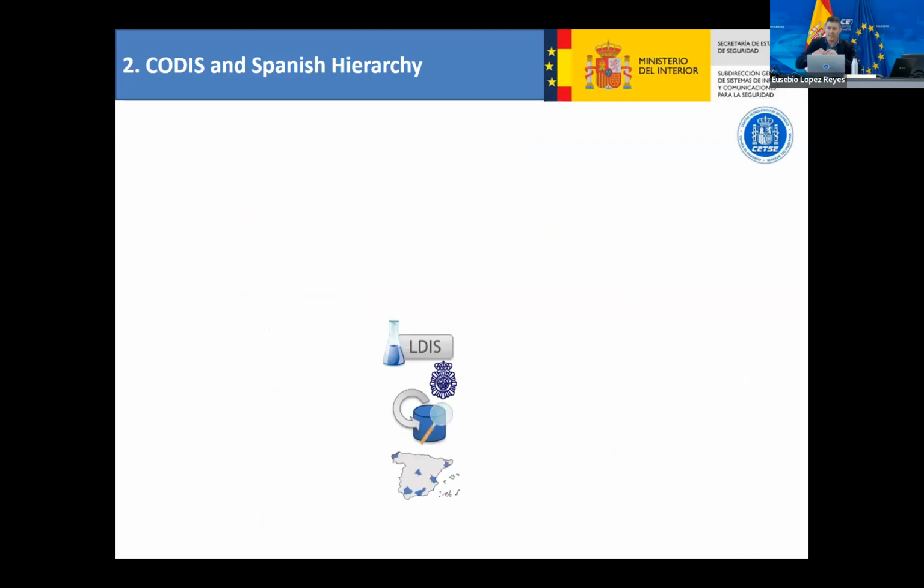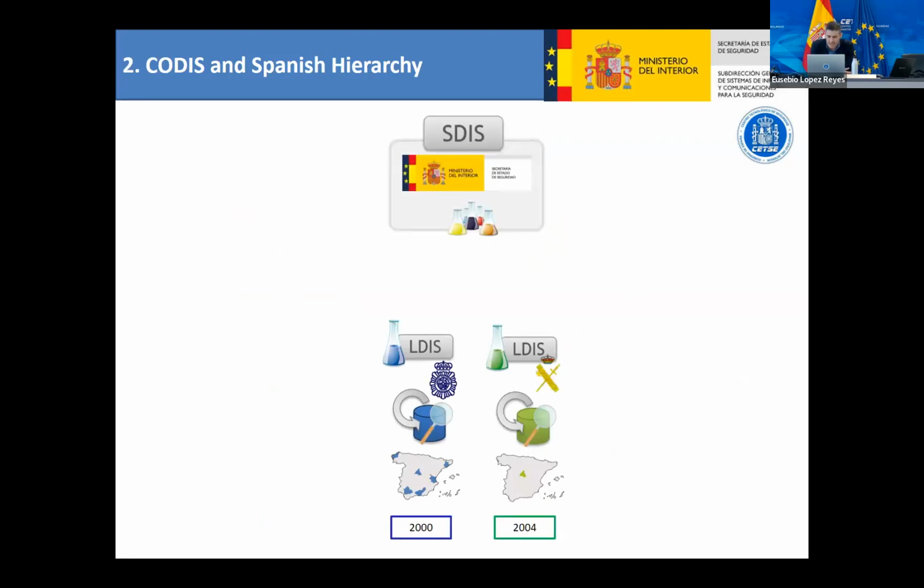Well, the hierarchy of Spain right now is like that. You can see here that Spain started with CODIS in the year 2000, but there was no connection until we suffered the terrorist attack in Madrid on the 11th of March 2004, when the CODIS software was installed in the Guardia Civil, with the purpose of beginning the exchange of genetic profiles between all the laboratories working with forensic DNA profiles.